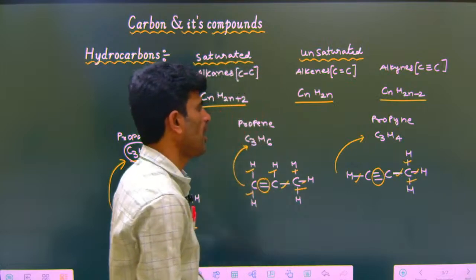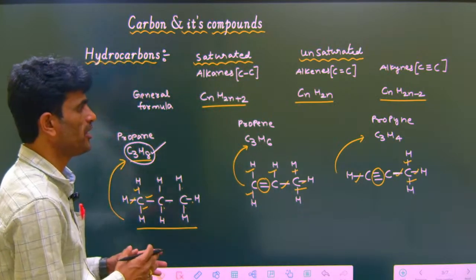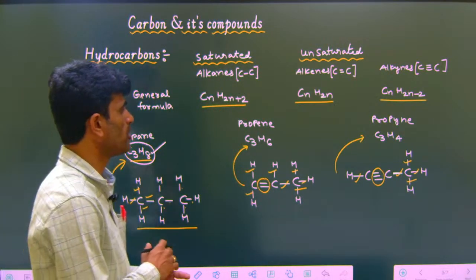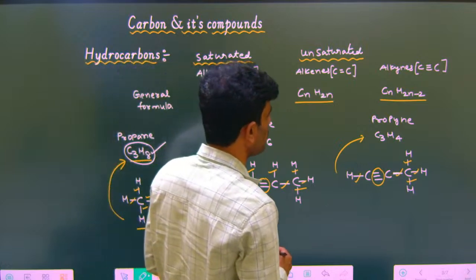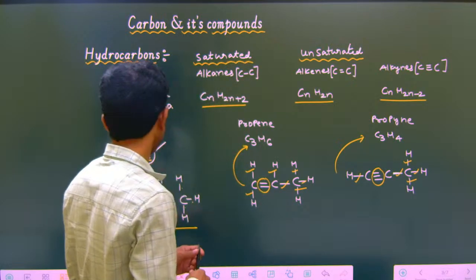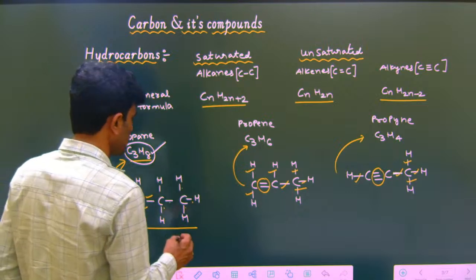So like this, after you draw the structure, you can count how many single bonds, how many double bonds, or triple bonds there are, and answer. This is one type. And there is one more important question here.